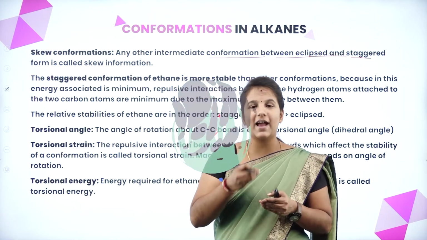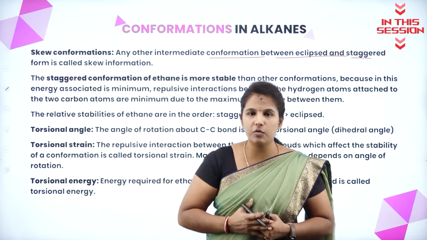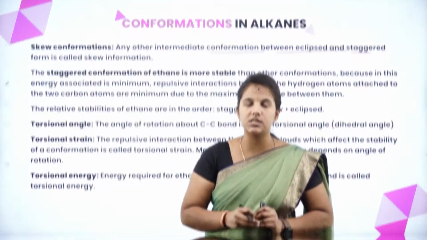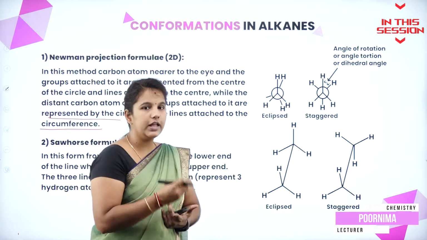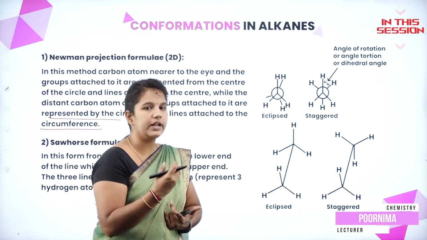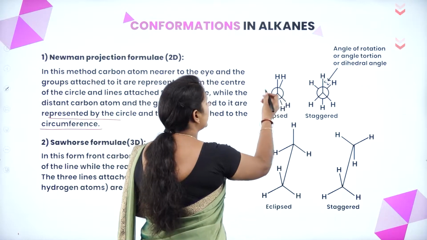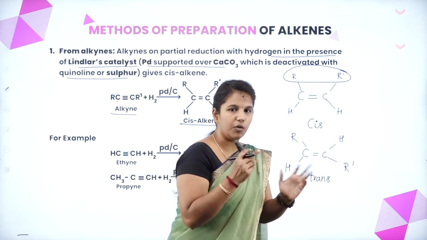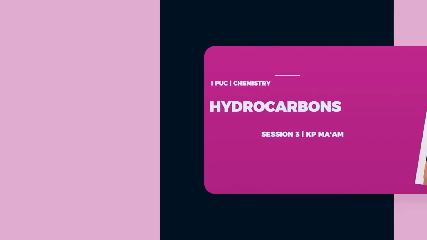Between the eclipsed and the staggered, there are more intermediate conformations, known as skew conformations. If the carbon atom is far away from your eyes, that carbon atom should be represented by writing the line from the circumference of the circle. If the two alkyl groups are present at opposite ends, then we say it is transformed.